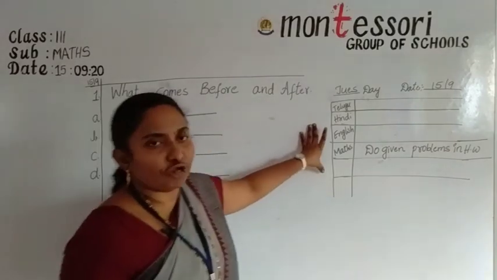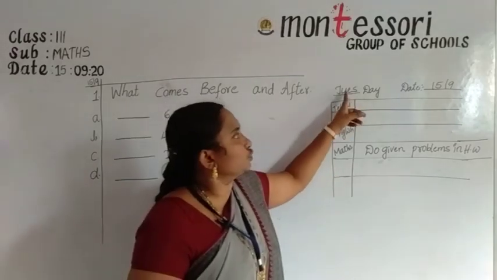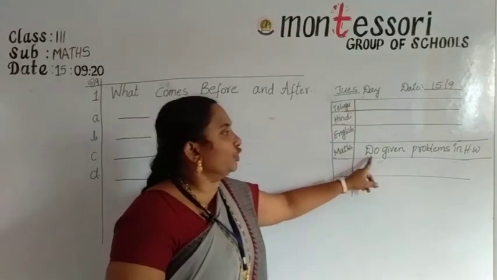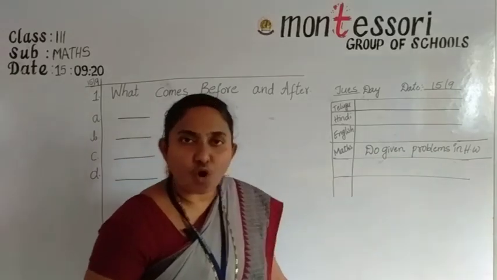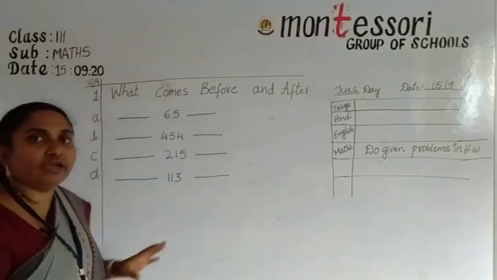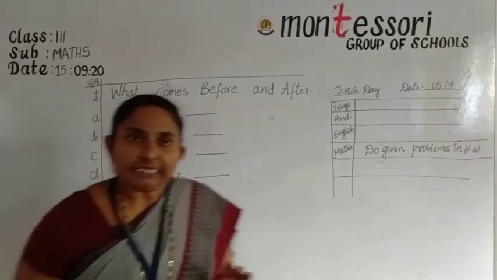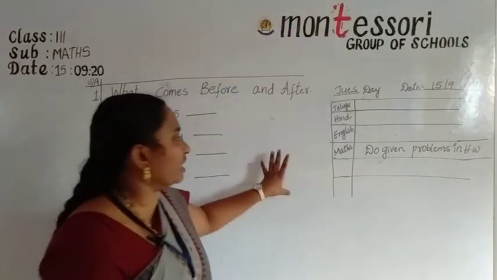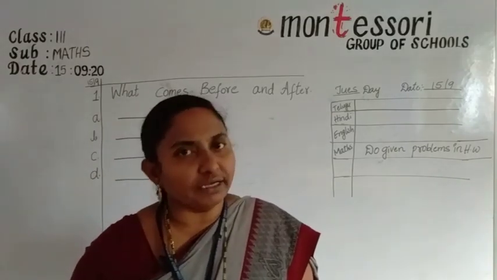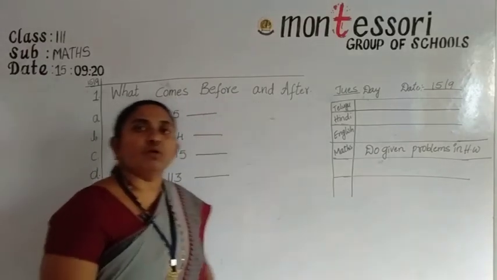And take your diary, all of you. Take your diary and write the day, Tuesday, date 15/9 and diary work: do the given problems in the homework book. How many problems are given? 4 problems are given. Those 4 problems you can write correctly with neat handwriting. Homework or classwork you can write with pen. Use the pen and write the homework and send it to your concerned WhatsApp group.